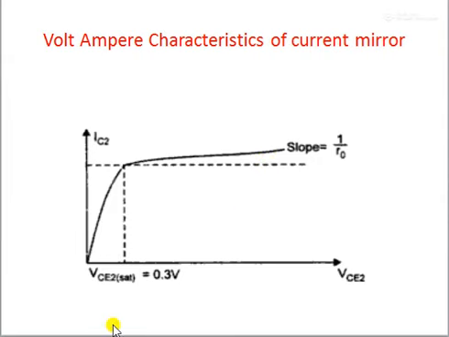So to conclude, the basic current mirror produces an output current I0 equal to I reference, where I reference is equal to VCC by R1. The major drawback of this current mirror is that for a low value of current source, a high value of R1 is required, which cannot be fabricated economically.